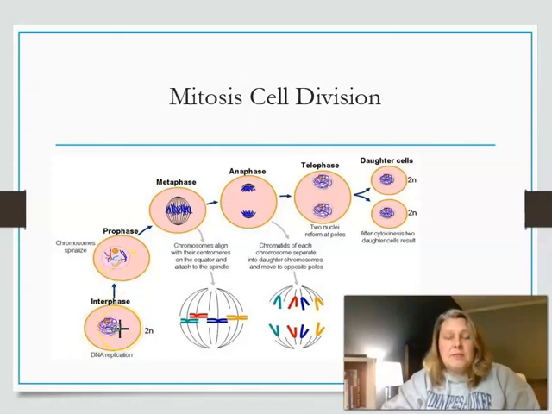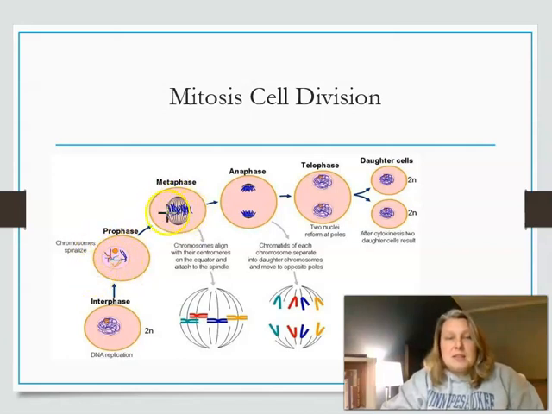In humans, we have 46 chromosomes. So when we make a copy of our DNA, we go from 46 to 92. During prophase, you see that the chromosomes are starting to condense, so they go from DNA strands to chromatin. Also during this time in prophase, the nuclear envelope is starting to disintegrate.